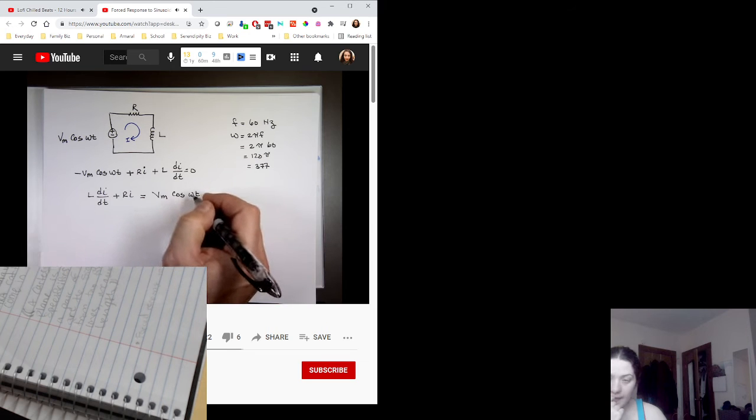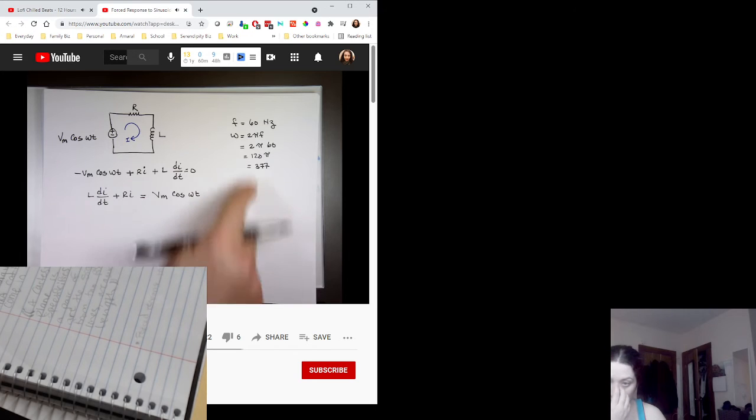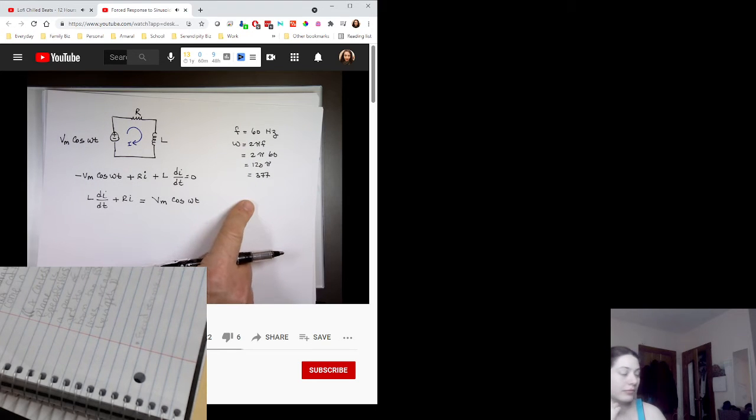Now, when you go to the lab, you can make W any number you want because we get these signal generators. You make the frequency any number I want it to be. I can make the frequency 10 hertz, I can make it 1,000 hertz, I can make it 500 hertz. So that W can change in the lab. You can use any number.